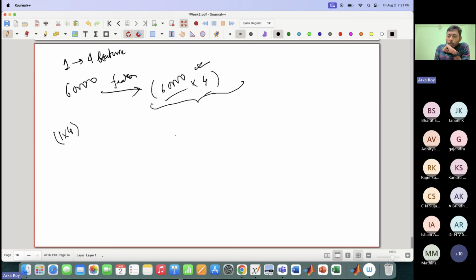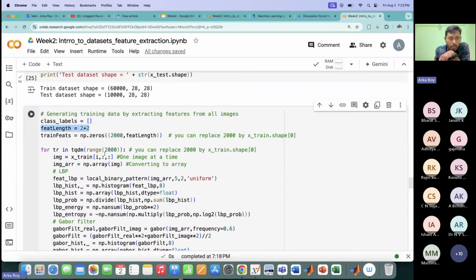But currently I'm not interested in extracting for all the 60,000 images, so I have restricted myself to calculating features for only 2,000 images. For 60,000 images, calculating these features will take around 10 to 15 minutes. So just to avoid that time, I have considered only 2,000 images. But on your side, you can compute for all the 60,000 images.